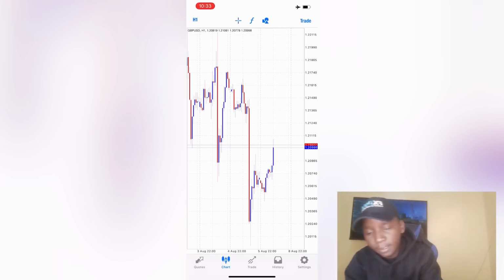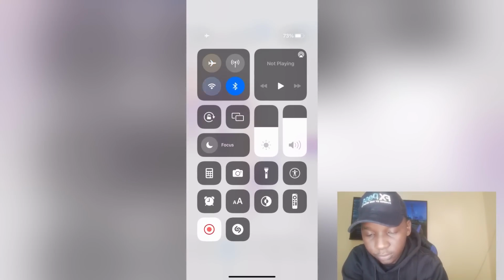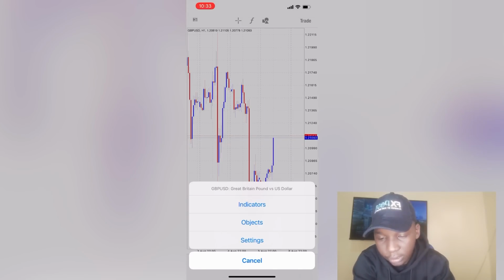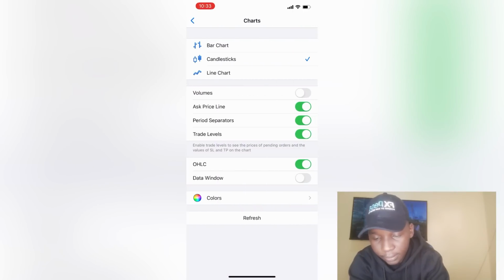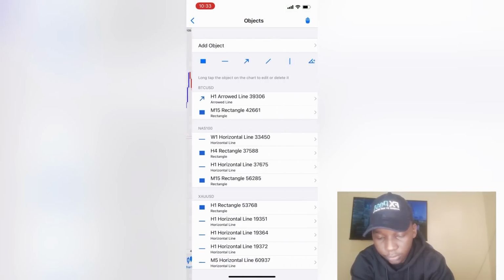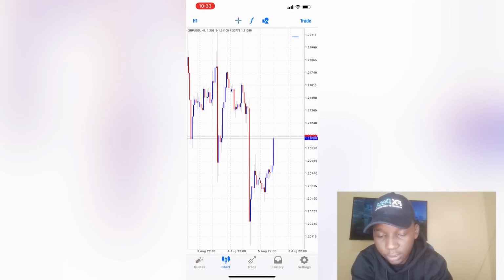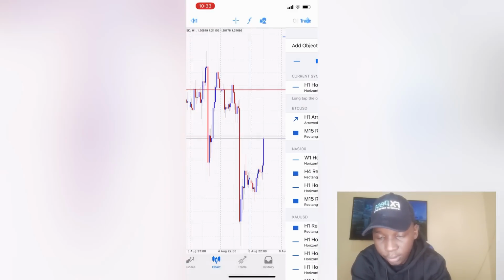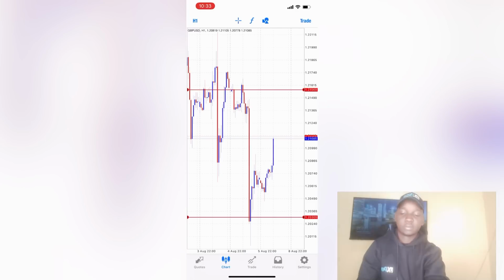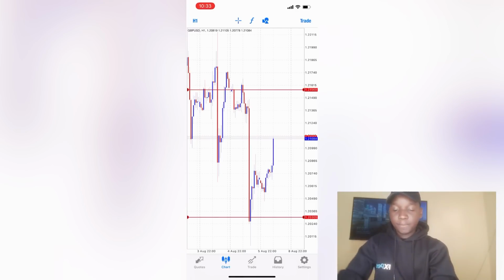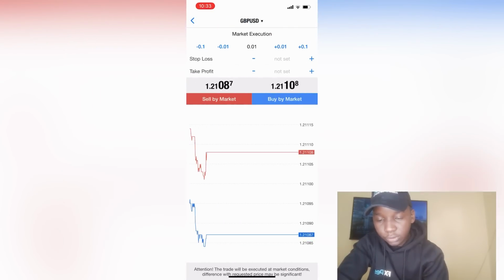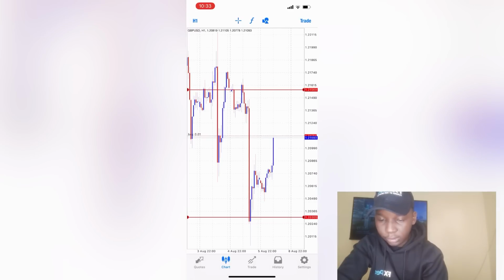Now I turn off my flight mode. We will have a lot of notifications coming, but forgive me for that. Then I'll go to objects, and I'll use this horizontal line. I'll have one there on top, and another one here down below. The current market price is 1.21089. If I'm placing a buy order, let's do that at market execution, and then I just place a buy. As simple as that.